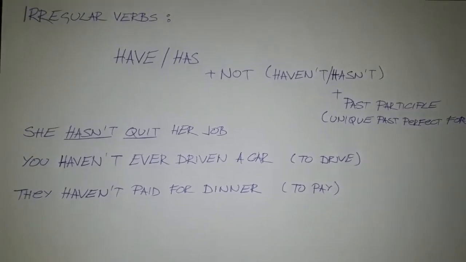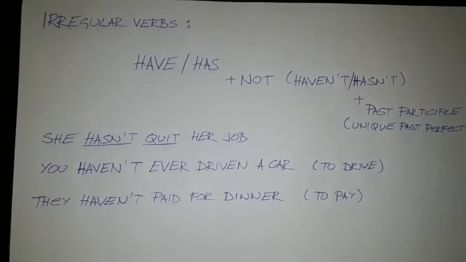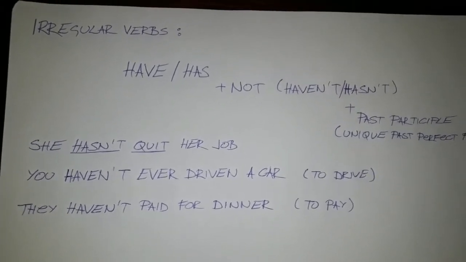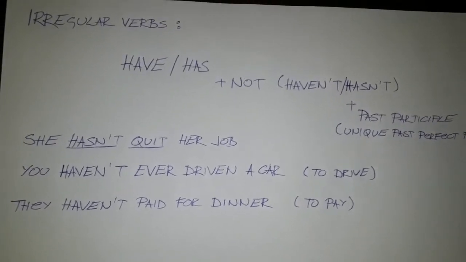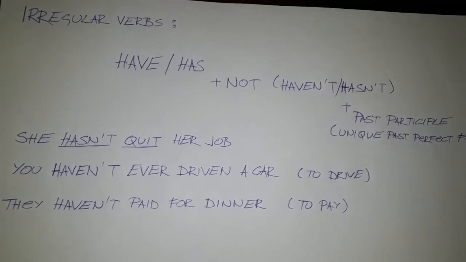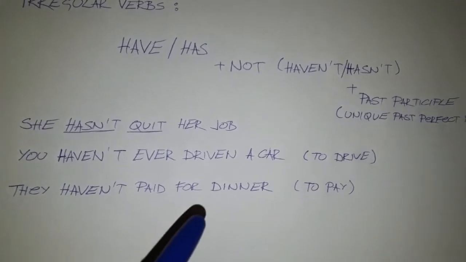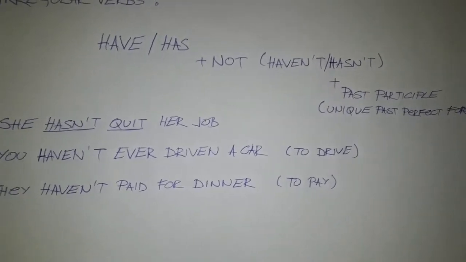For irregular verbs, we also use the verb to have and not, contracting it into haven't and hasn't, and the past participle. For example, she hasn't quit her job. You haven't ever driven a car. The infinitive form of the verb is to drive. They haven't paid for dinner. Again, the infinitive form is to pay.